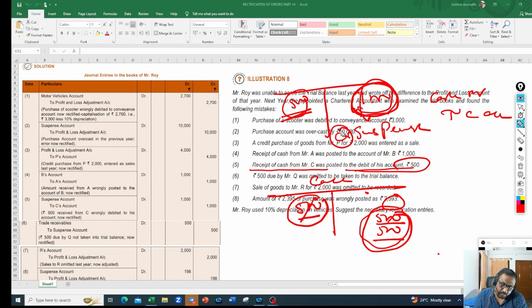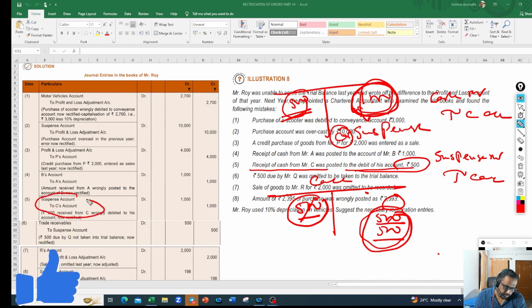So to rectify this, what I'm supposed to do? I'm supposed to debit suspense account to C account. Suspense account debit to C account for 1000 rupees. This is how the transaction has to be recorded. Clear?